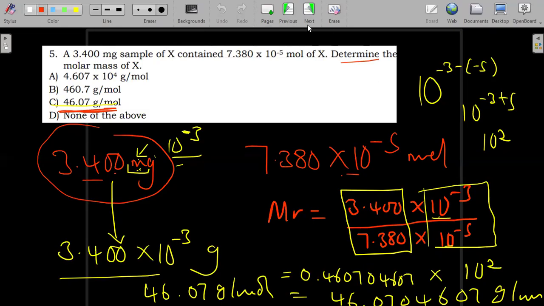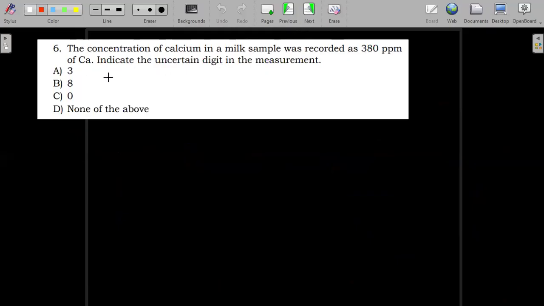Okay, so let's look at question 6. I already explained what to do here on question 1. So they're saying the concentration of calcium in a milk sample was recorded as 380 parts per million. Indicate the uncertain digit in the measurement. So which one is the uncertain digit in the measurement there, according to what I explained? 8. Okay, very good. So we are going to pick 8 here because it is the last significant figure in that number. So we just put B there as our answer.